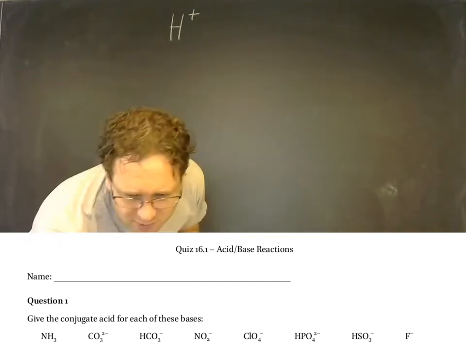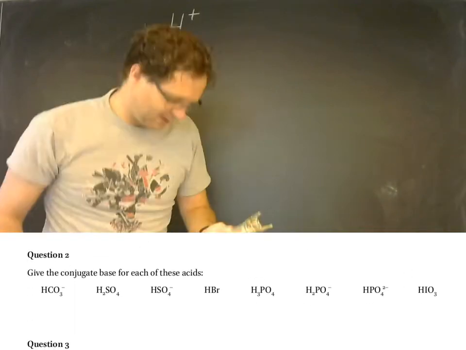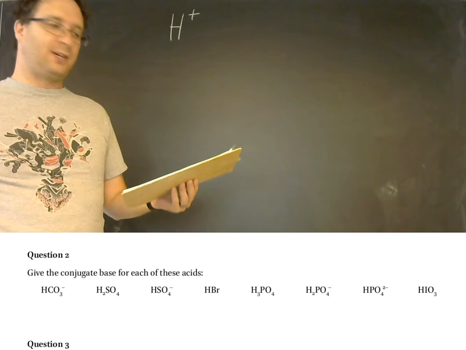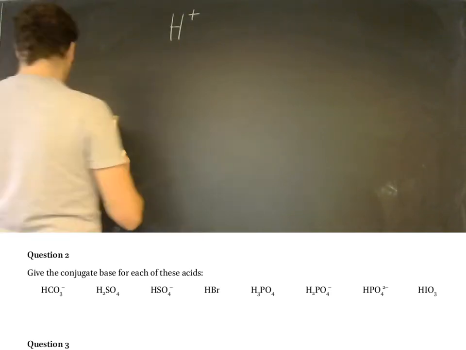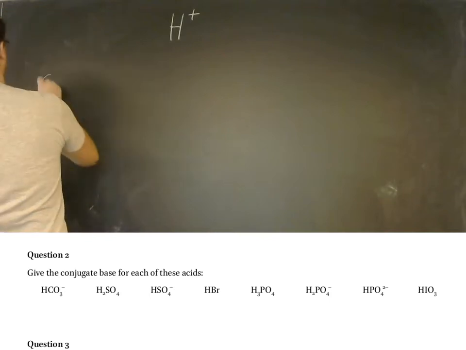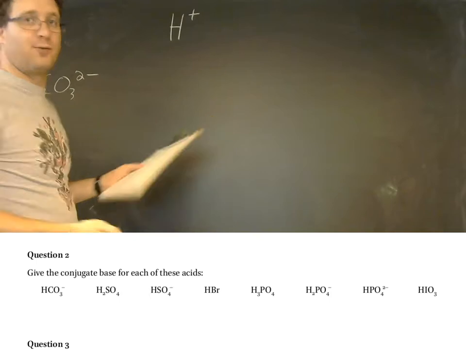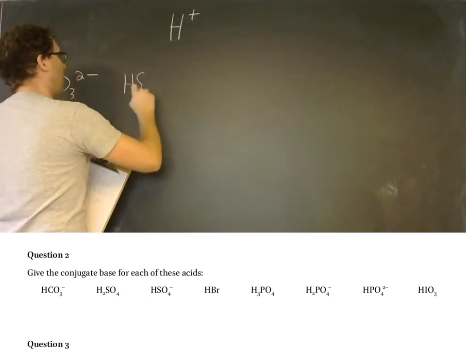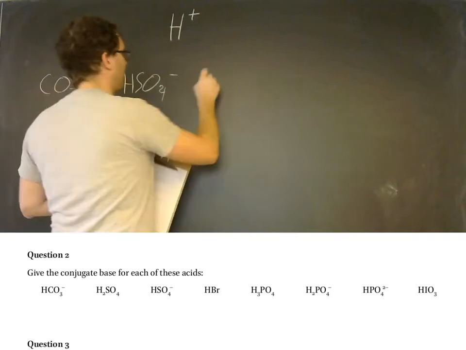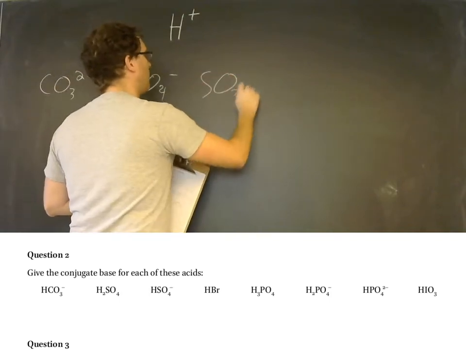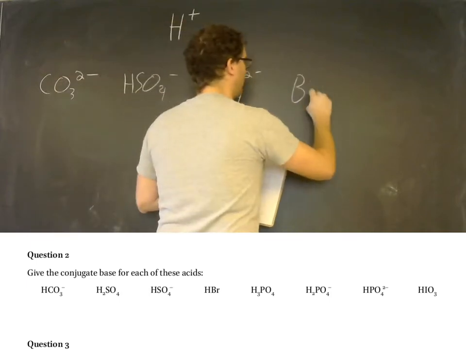Okay, we'll scroll down to the next question, which is just kind of the inverse. Give the conjugate base for each of these acids. So now we'll be removing an H+. So HCO3- becomes CO3 2-. H2SO4 becomes HSO4-. HSO4- becomes SO4 2-. HBr becomes Br-.